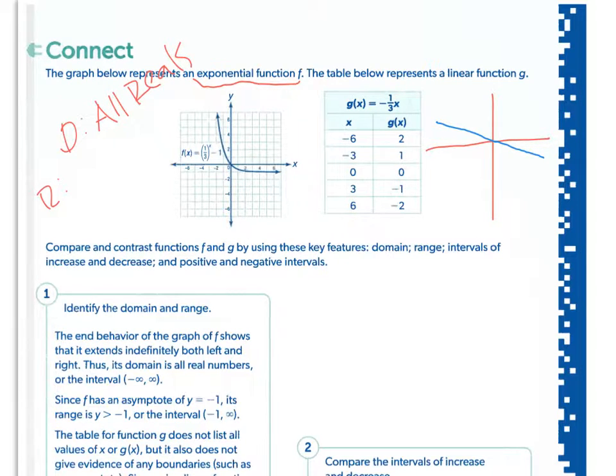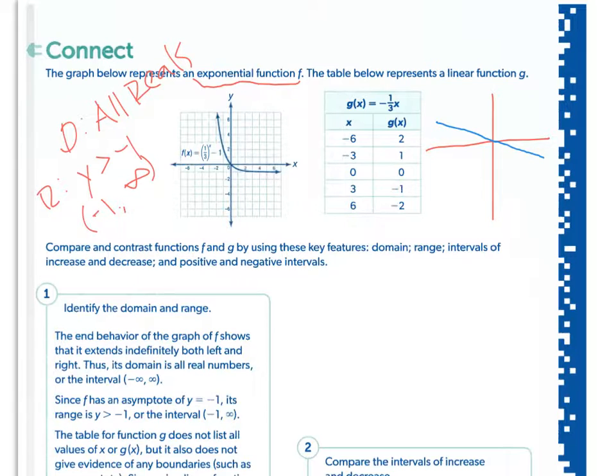Range is a little bit more challenging. Again, I'm going to have an asymptote in here. This has an asymptote at negative 1. So for the range, you want all the y values that are greater than negative 1. If you wanted to write that as an interval, you would go negative 1, comma, infinity. I think that works for that. So domain and range, good for that one.